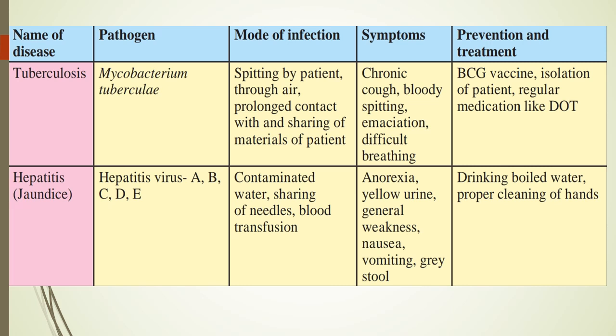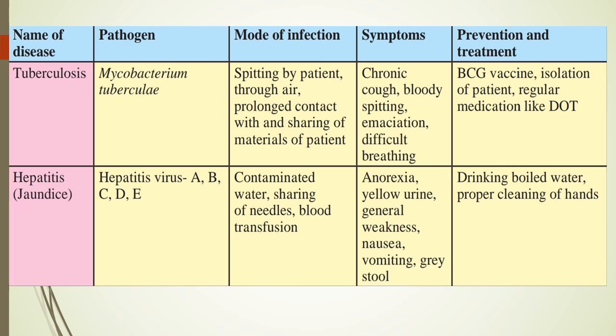Second, we have hepatitis, also known as jaundice. Pathogen means, again I'll say, the virus or the bacteria which causes this disease. We have hepatitis virus A, B, C, D, E. Mode of infection: contaminated water, sharing of needles, blood transfusion. Blood transfusion means transferring of blood.